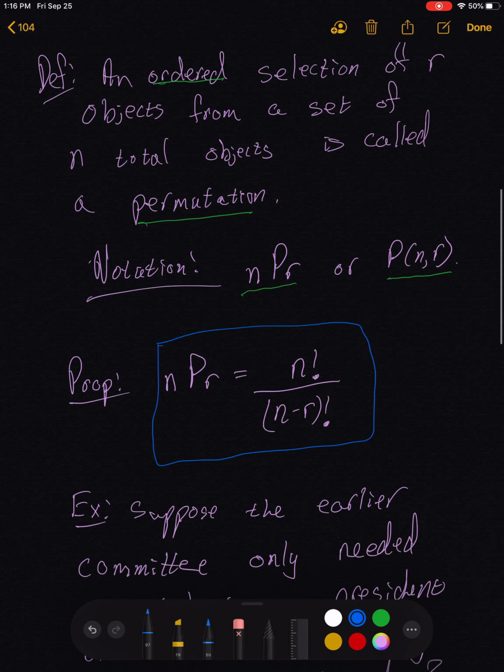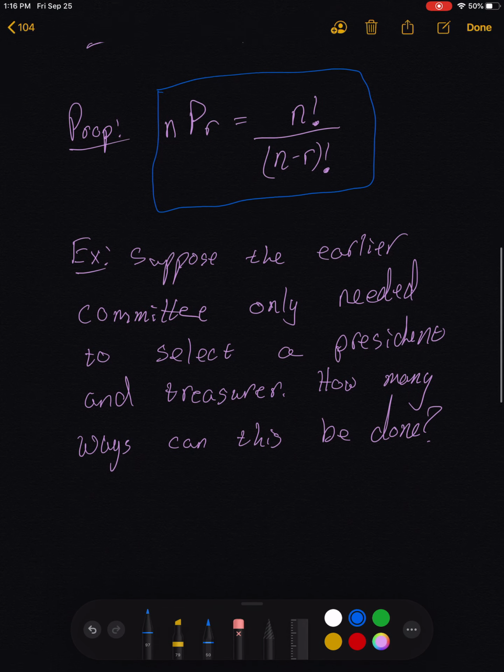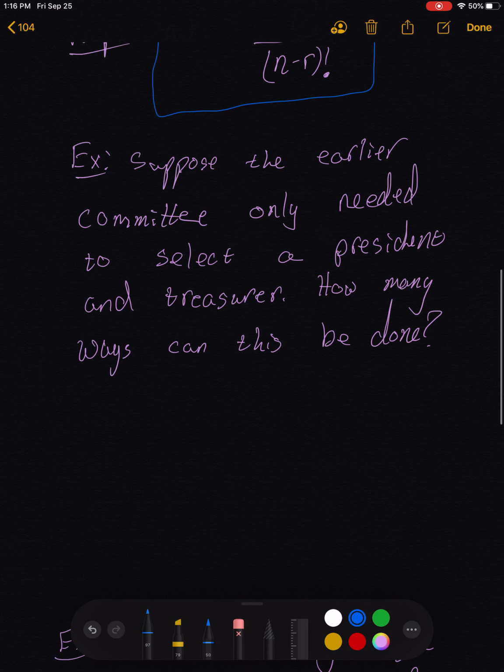Okay, so let's look at a couple other examples of calculating numbers of permutations. So suppose that earlier committee, again, Al, Bob, Carol, Denise, and Ed, they only need to select a president and a treasurer. So suppose they didn't need to select a vice president. The question is now, how many ways can this be done? So again, this is going to be a permutation, and n in this case is still 5. There's still 5 people in the committee total. But now r is only going to be 2, because now we're only choosing 2 of them.